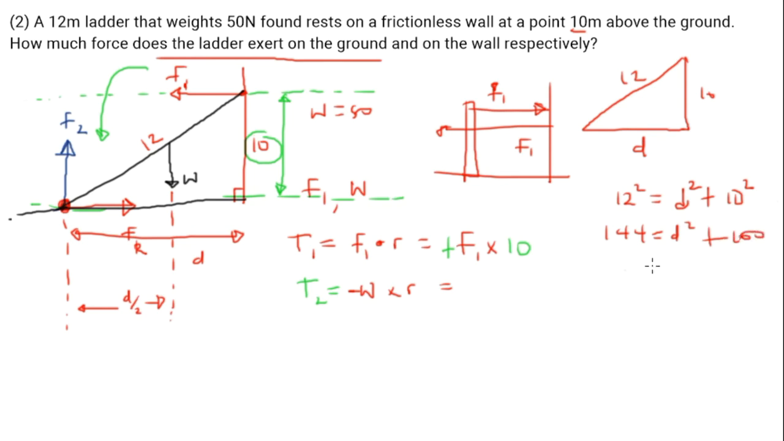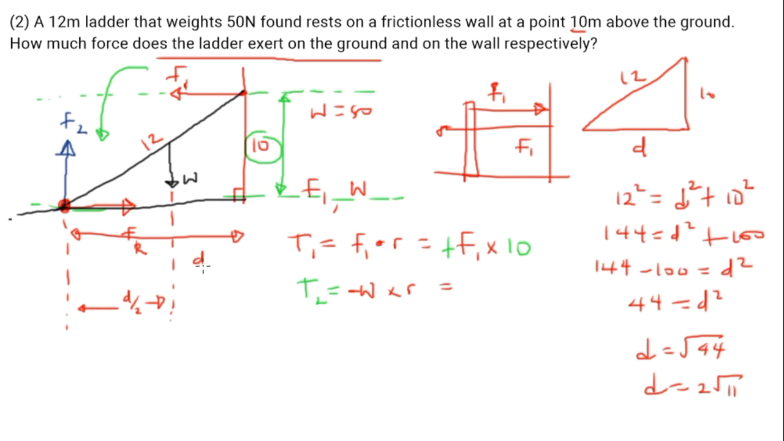So it implies if I subtract 100 from both sides, I will have 144 minus 100 equal to D squared. And then this will be 44, which is equal to D squared. It implies that if I square root both sides, D will be equal to the square root of 44. The square root of 44 is 2 root 11. So we can have 2 root 11 in here.